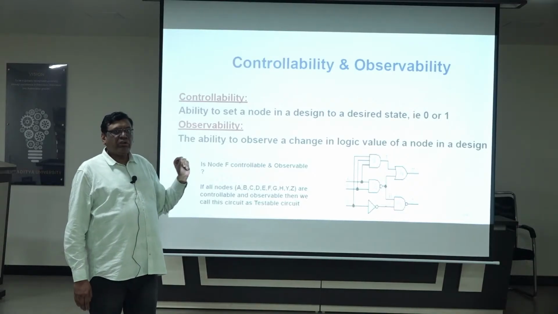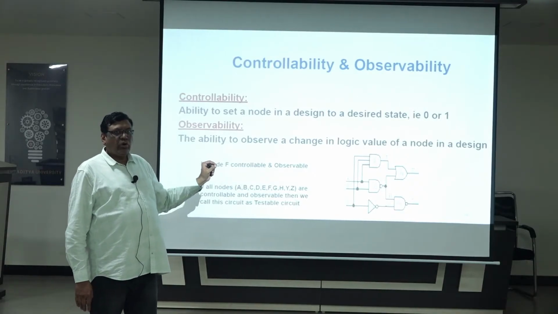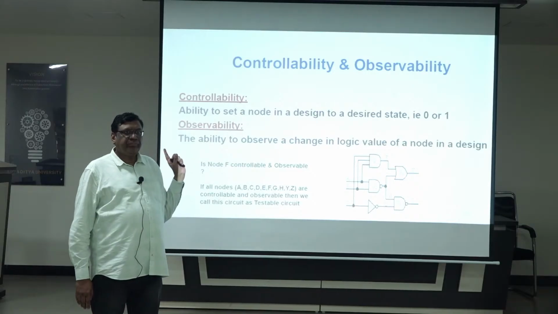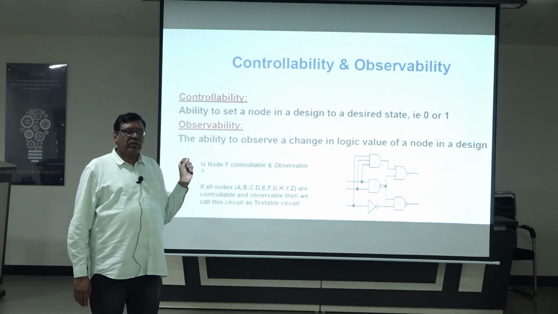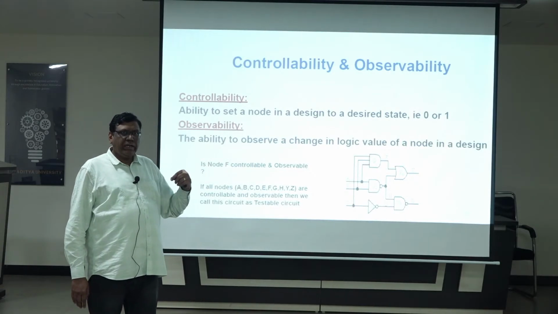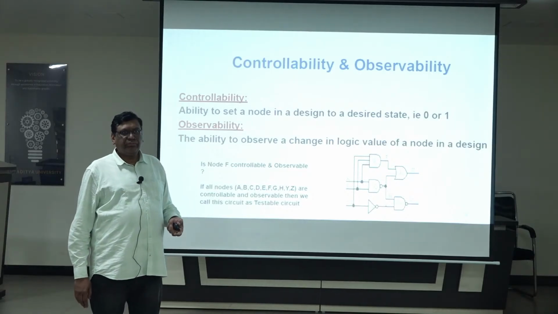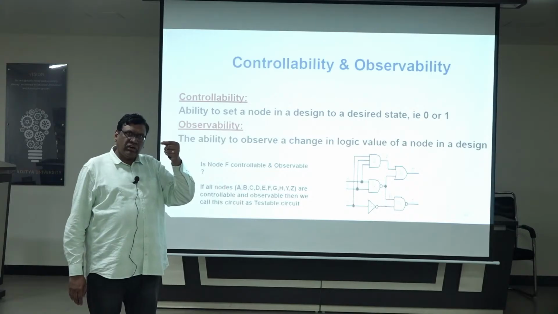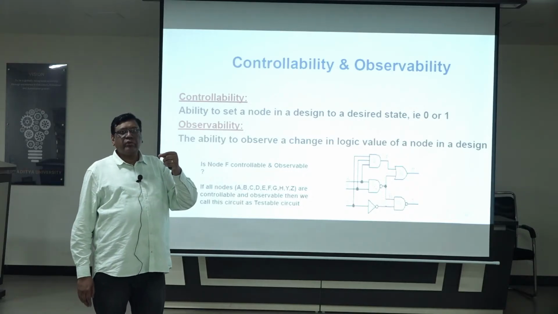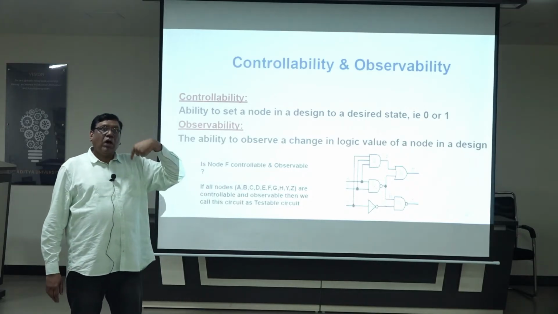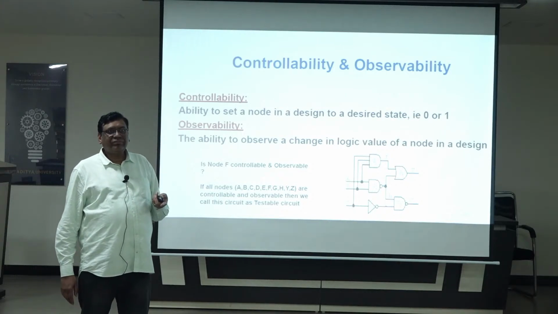Suppose I want to test stuck-at-0 on node F. Stuck-at-0 means what? I should prove that it is not stuck at 0. That is the meaning of testing stuck-at-0. So to prove that it is not stuck at 0, what do I have to do? All inputs should be 1. I have to keep a 1 on that.